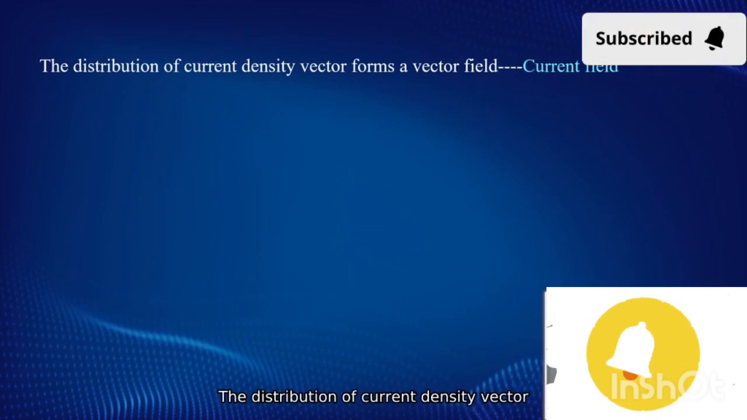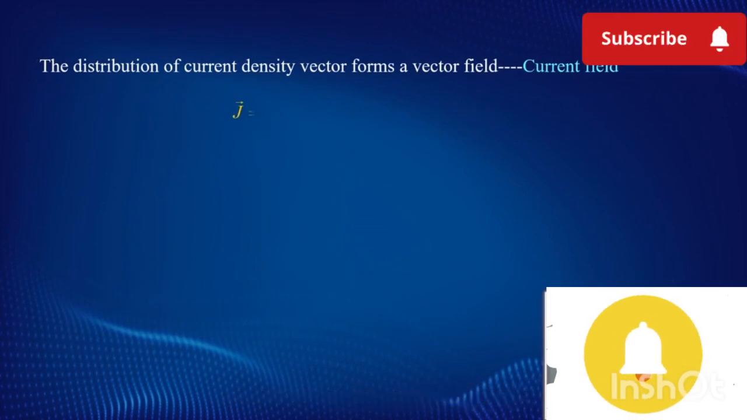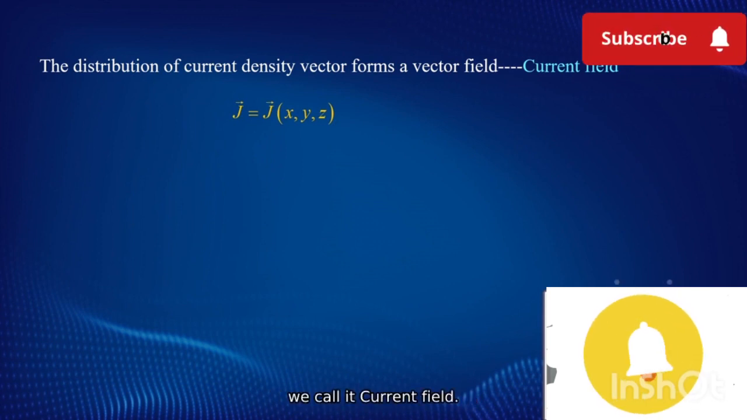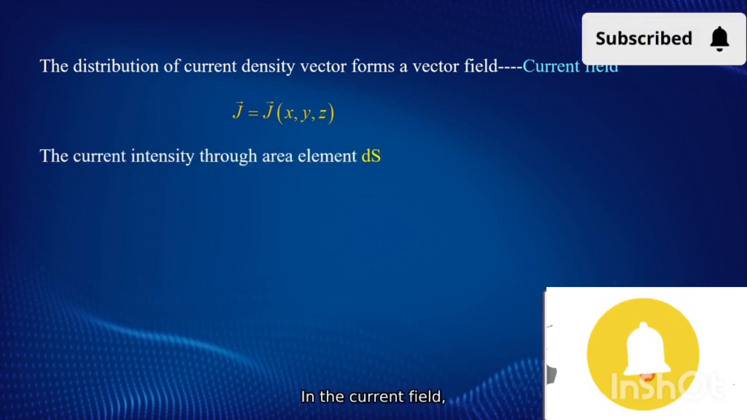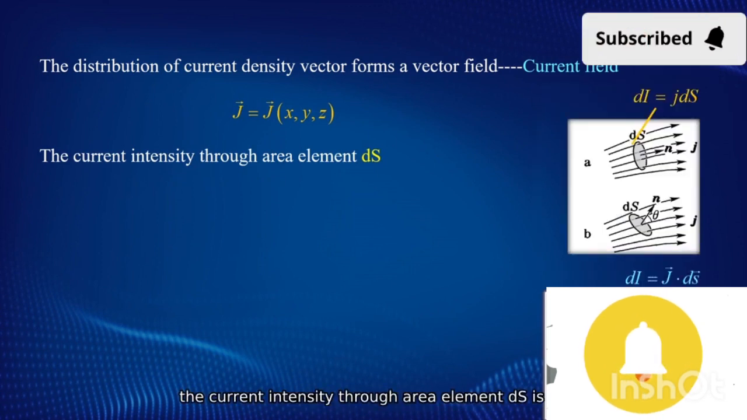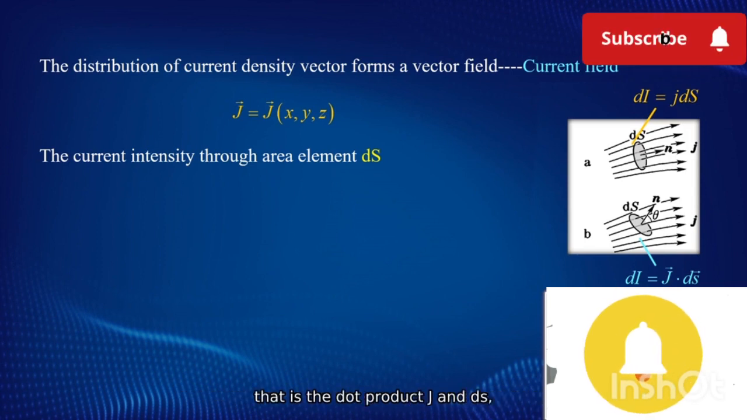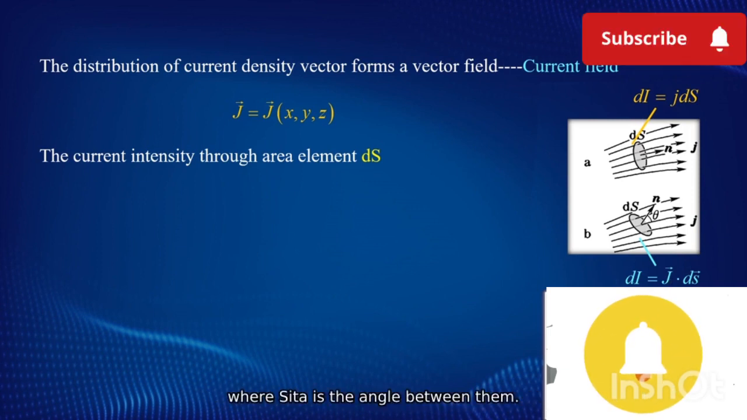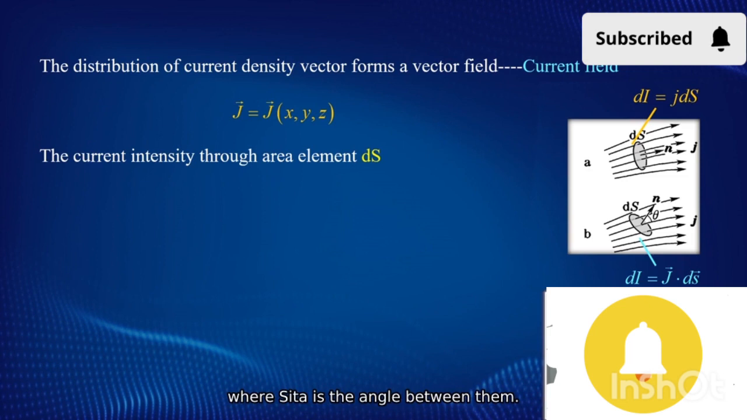The distribution of the current density vector J forms a vector field. We call it the current field. In the current field, the current intensity through an area element dS is dI, thus the dot product of J and dS. dI is the flux of the vector J over that surface, where theta is the angle between them.